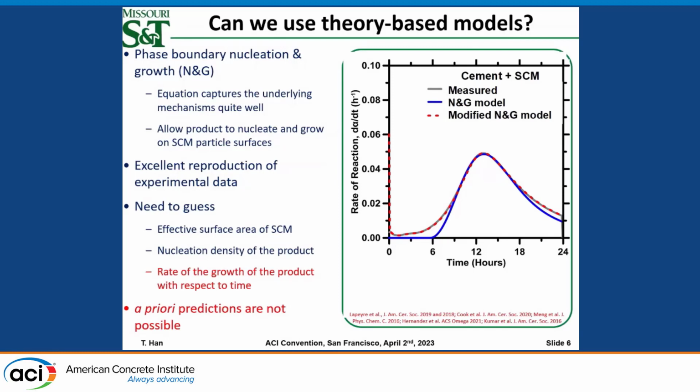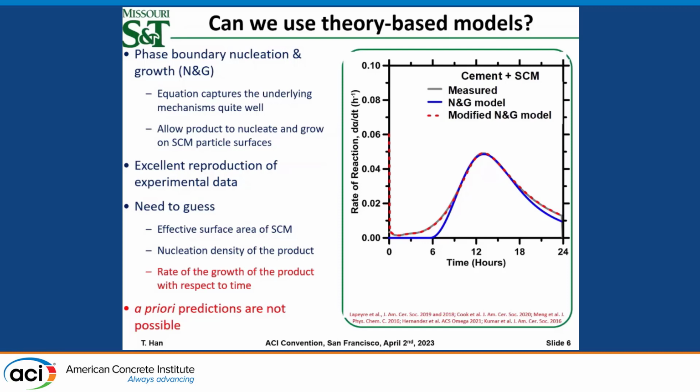However, to use this model, we need to know three very important parameters. We need to guess these three parameters. First, the effective surface area of the SCM. Some SCMs have fine particles, so you can expect agglomeration. In that case, you have less effective surface area to grow your hydrate. But this number is easy to guess. It can be guessed based on the researcher's experience.